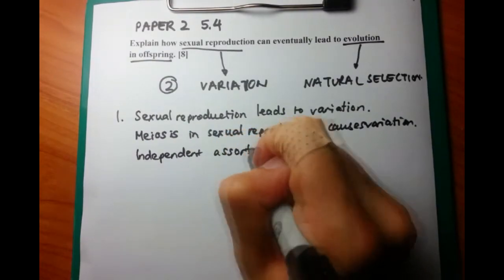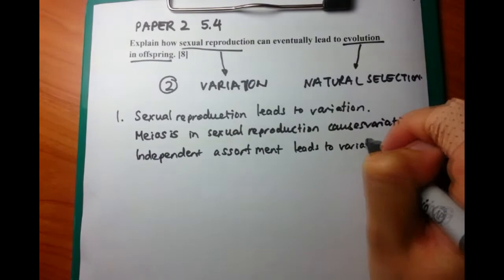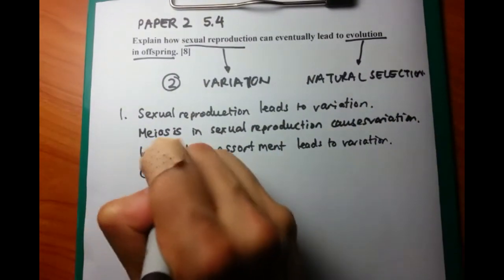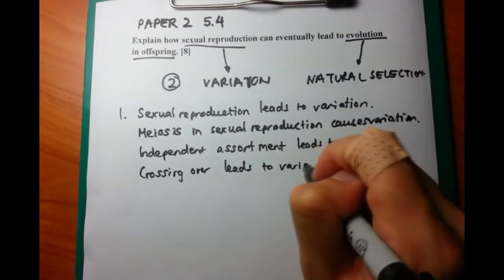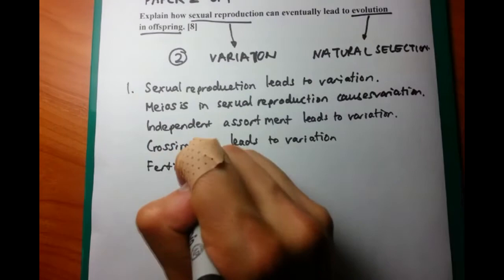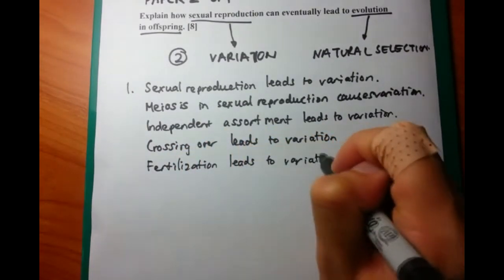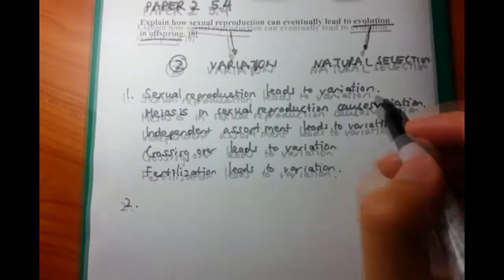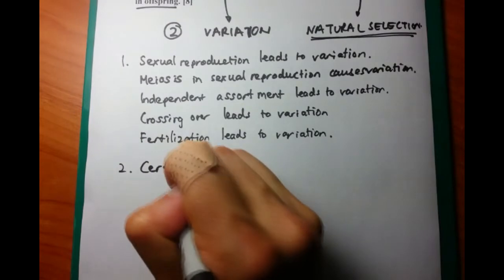And within meiosis itself, there are 2 things which cause further variation. First one is independent assortment. Second one is crossing over. And crossing over is just the event which occurs during meiosis 1, metaphase 1 in fact, where the homologous chromatids cross over each other and exchange genetic material. The final thing is fertilisation, which also leads to variation. So remember these 4 different points.